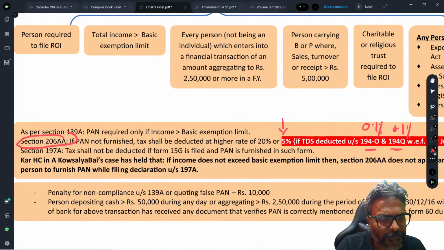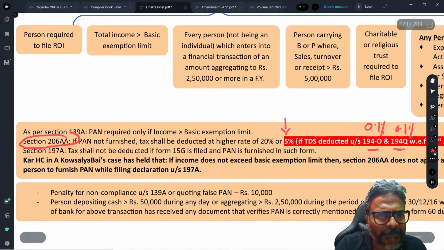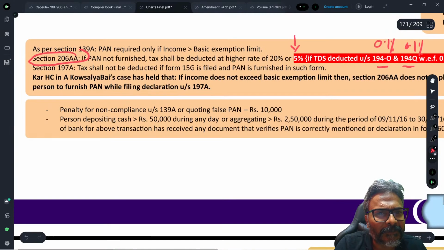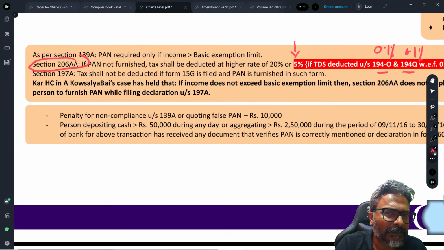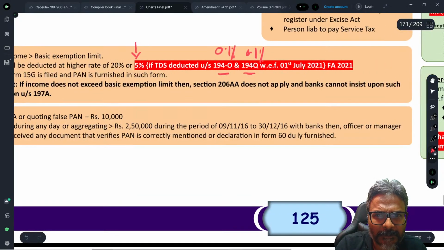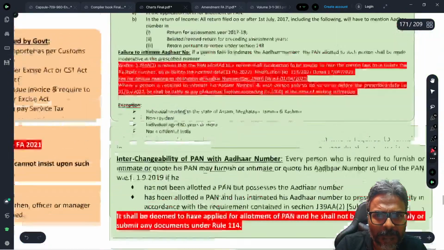So here also, students, wherever this situation occurs, they have said that the TDS rate in this context will be at the rate of 5%. The TDS would be at the rate of 5% for the case of 194O and 194Q where the PAN has not been furnished. So just keep this particular point in mind, and with that we proceed further.